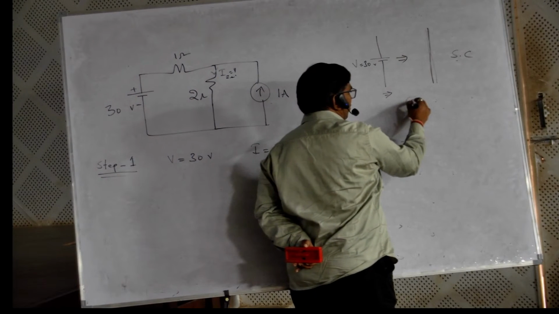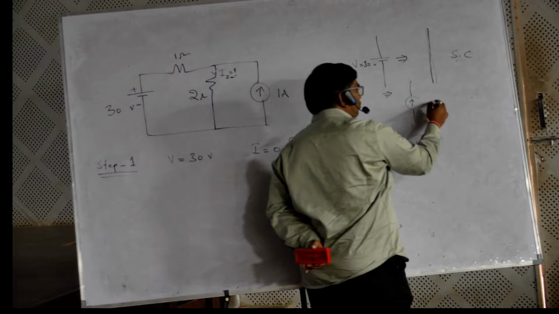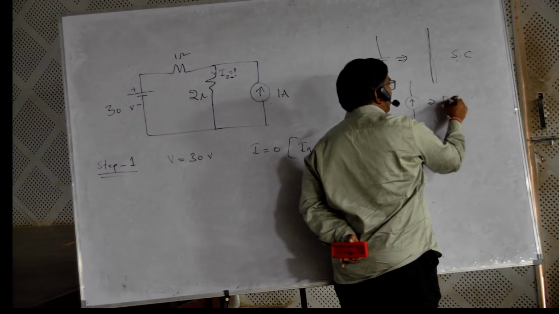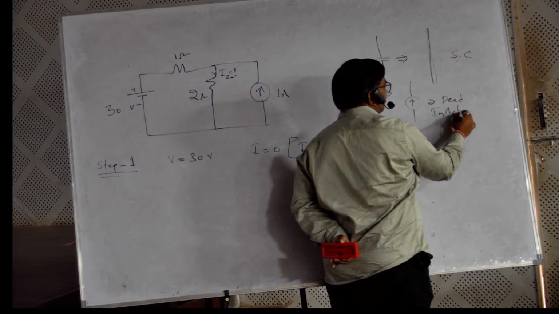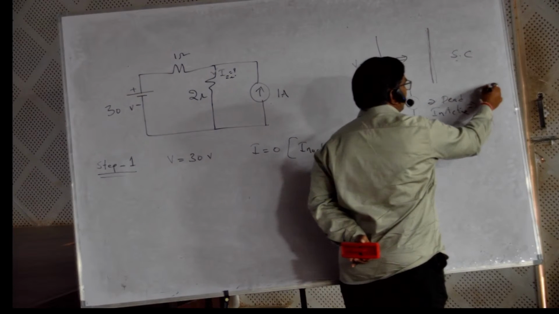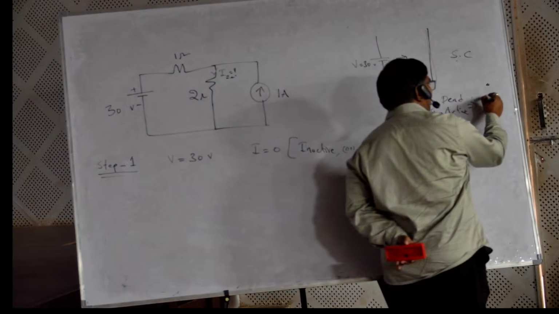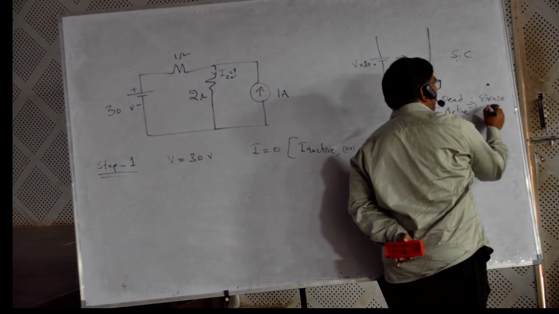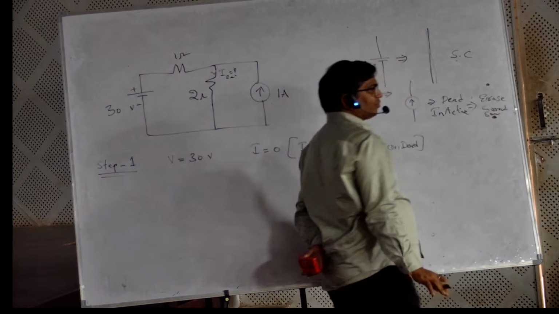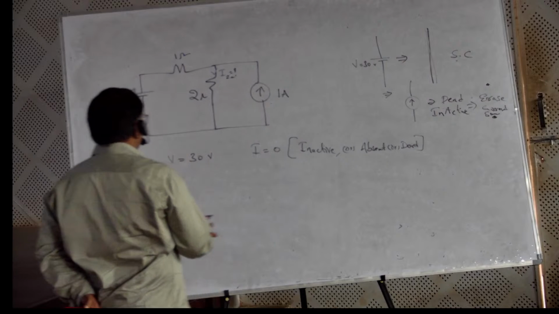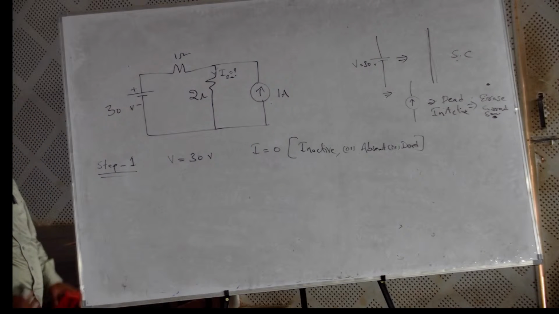So the current source is available. The current source is converted into dead or inactive, which means we have to remove it. You can write it down as erase the current source in the diagram. So by applying this condition, V is equal to 30, current is equal to 0. We have to apply this.